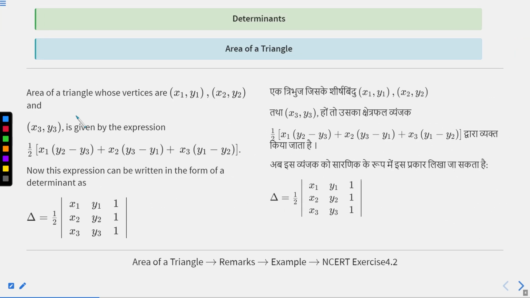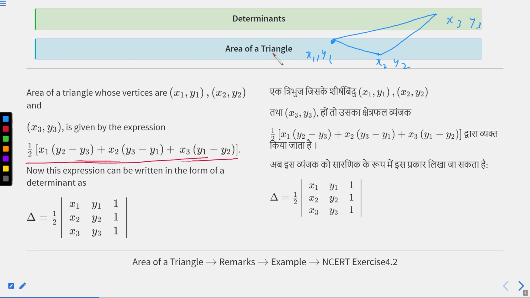As we all know from geometry, suppose you have a triangle with vertices like this: x1 y1, x2 y2, and x3 y3. Then you will have your area using this expression, and where will this expression come from?